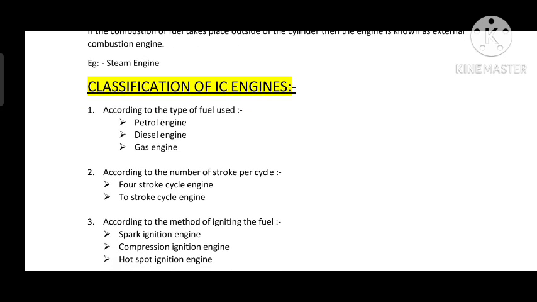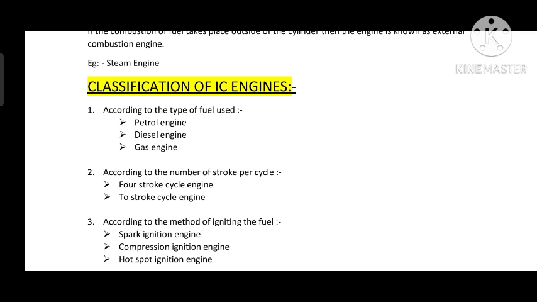Next is your classification of IC engine. According to the type of fuel used, IC engine is classified into three types. First one is your petrol engine, second one is your diesel engine, last is your gas engine. Next, according to the number of stroke, it is classified into two types. First one is your four stroke engine, second one is your two stroke engine. Here there is some typing mistake. 2 means TWO, two stroke cycle engine.